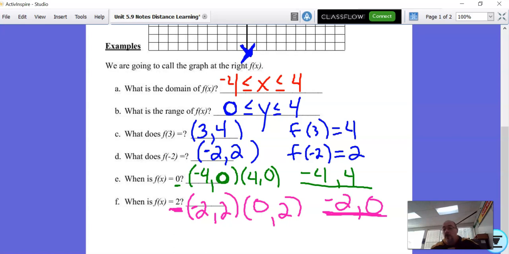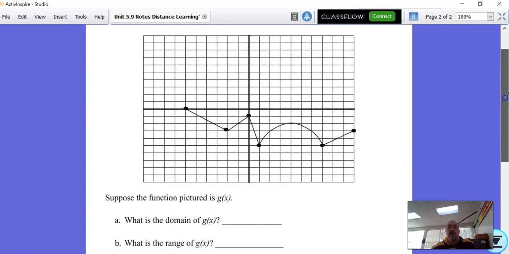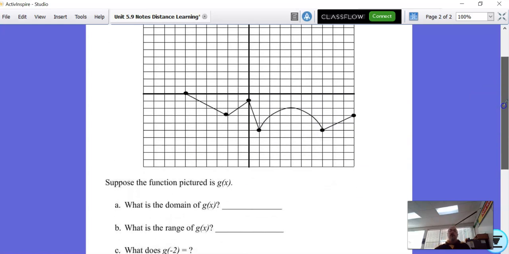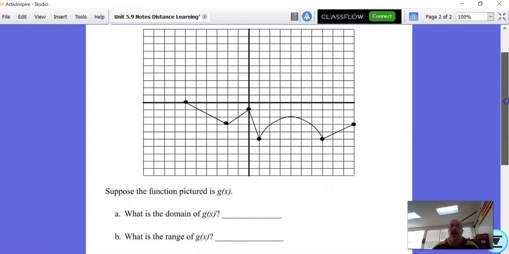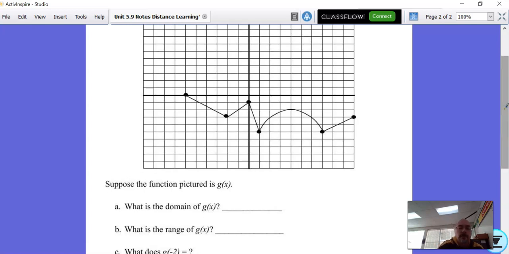All right, pretty straightforward. Let's do another one. This is not that difficult. You're just figuring out the domain and range and then who's partner with who. All right, here we go. So domain first. So here we've got this function, and again, if I use the vertical line test, I could see that it is a function.